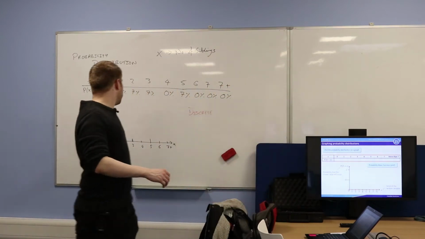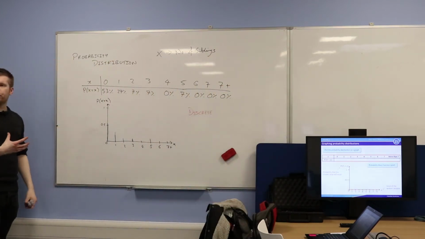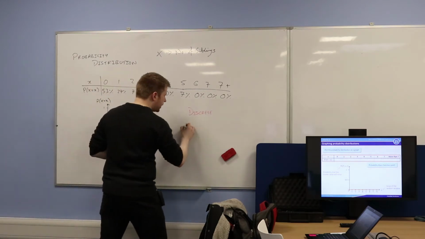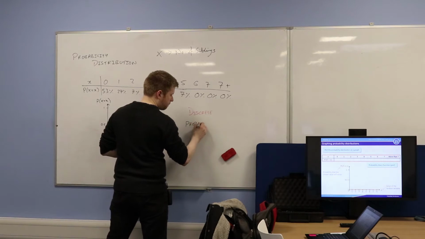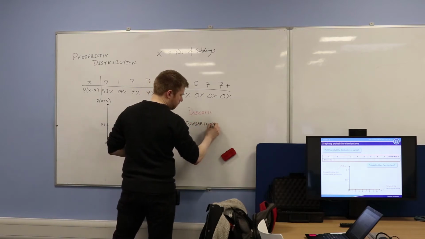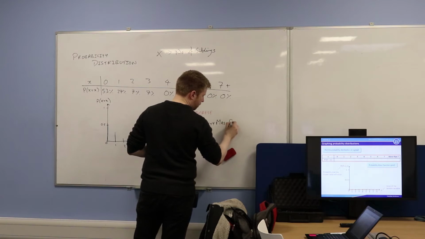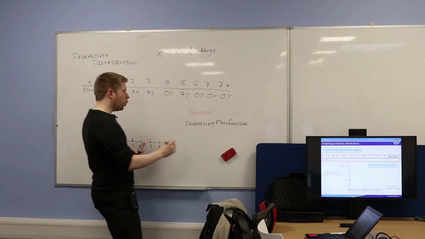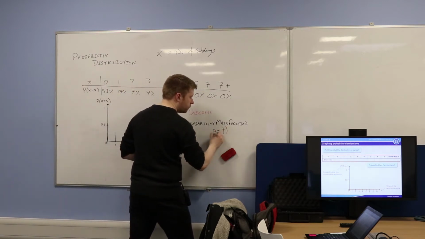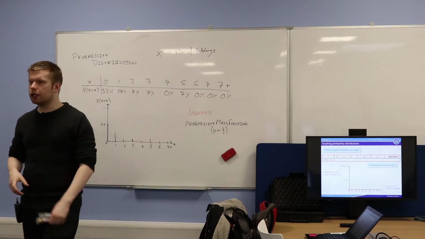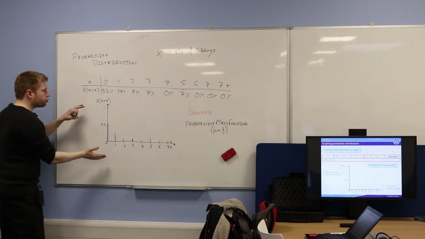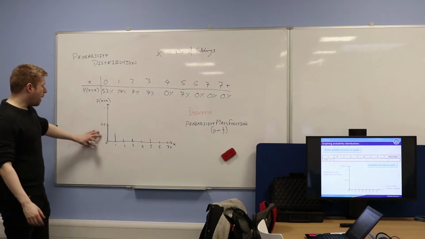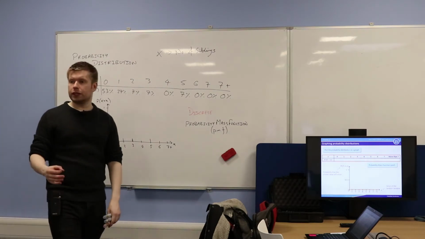So what do we call this? When we draw the graph of a discrete random variable, we call this a probability mass function. Okay? So probability mass function, or you can abbreviate that to a PMF if you want. A probability mass function is just simply a way of drawing the graph, or maybe just writing the function, of a discrete random variable.